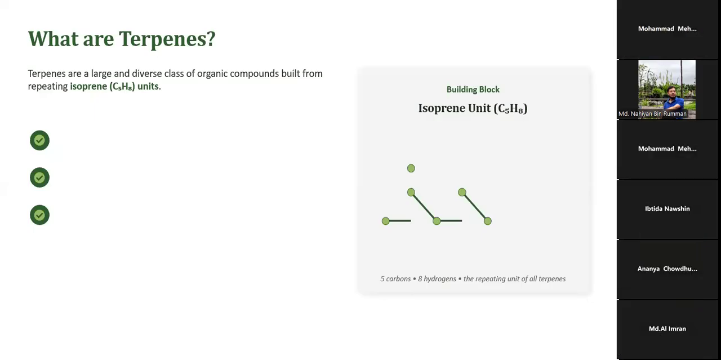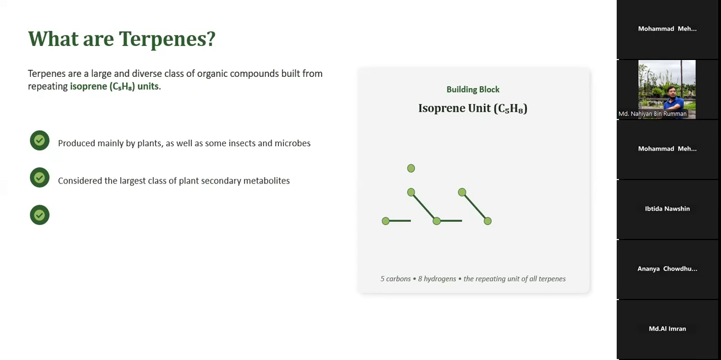So, terpenes are a large and diverse class of organic compounds made from repeating isoprene units, where each isoprene unit has the molecular formula of C5H8. They are produced mainly by plants, but they are also found in some insects and microbes. Terpenes are considered the largest class of plant secondary metabolites.